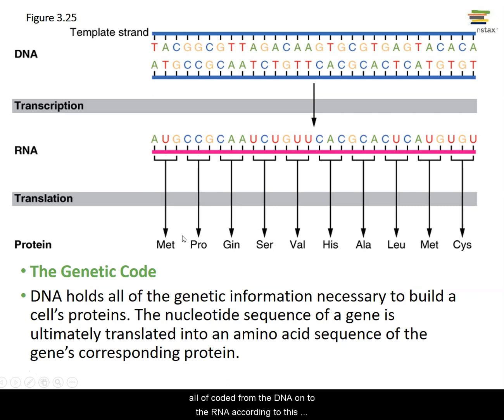onto the RNA. According to this sequence, these amino acids are brought in order and eventually form a new protein according to the genetic code. The DNA holds all the genetic information necessary to build a cell's proteins. The nucleotide sequence of the gene is ultimately translated into amino acids in a certain sequence of the gene's corresponding protein.